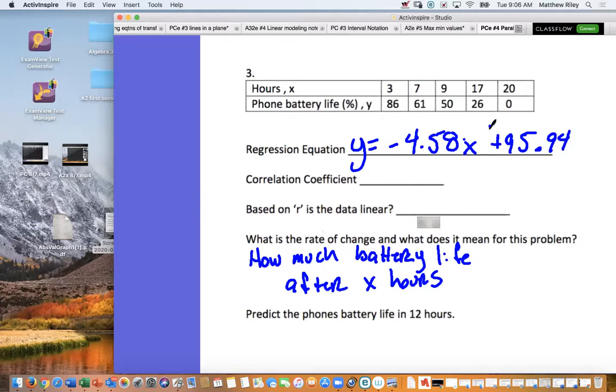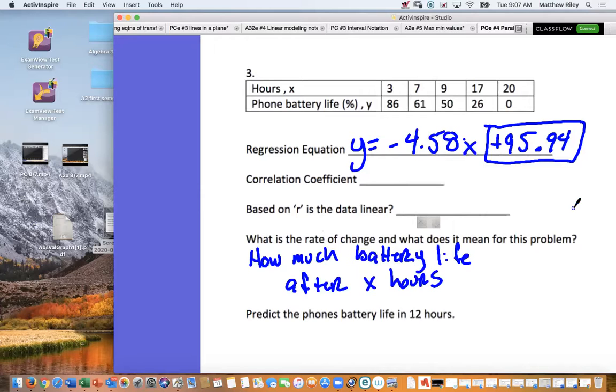What's the problem with this? We can see it right off the bat. What might be the problem with this? What's that y-intercept mean? I need somebody to answer this one. No one? I think it's because the phone isn't starting at 100%, it's starting at 95. Yeah, that's exactly right.